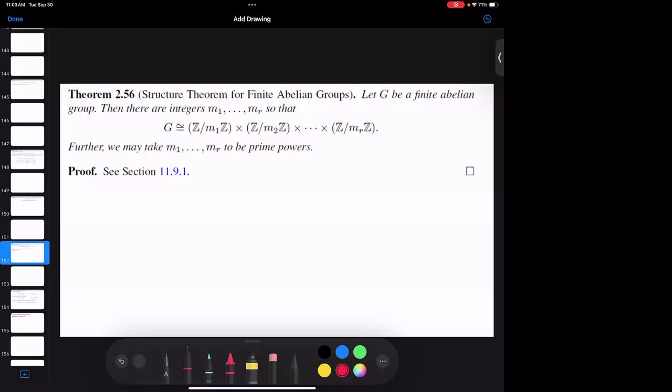What's the first question you would want to ask after this? So if I give you a finite abelian group, we know what the answer is. We know what it looks like.